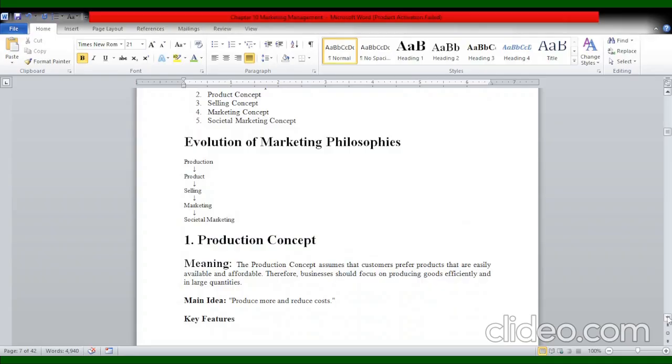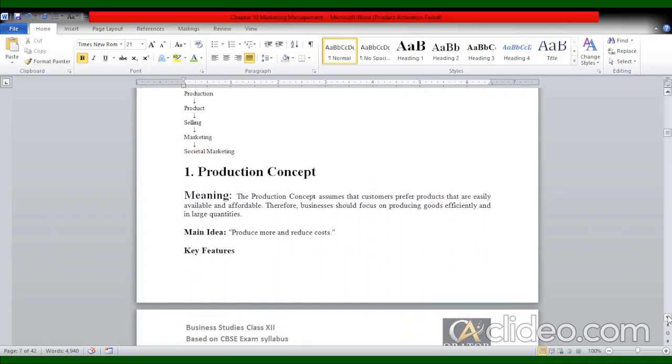First of all, it's the production concept. The production concept assumes that customers prefer products that are easily available and affordable. Therefore, businesses should focus on producing goods efficiently and in large quantity. This concept purely focuses on what product is available in the market, which customers will definitely buy.